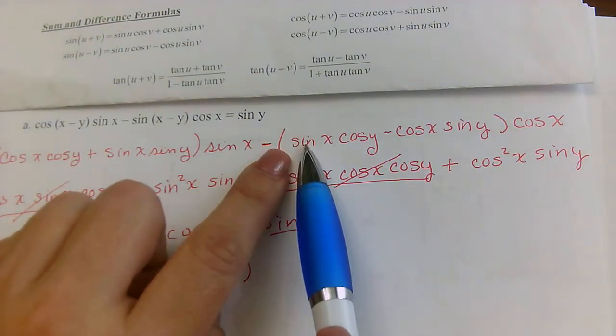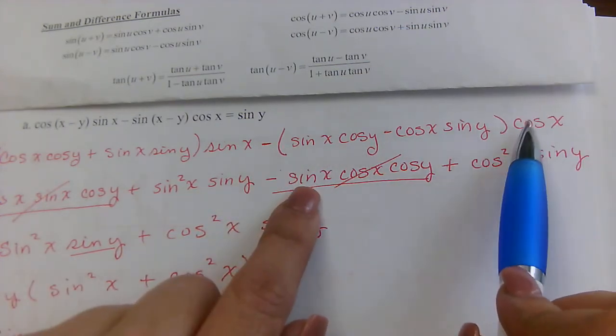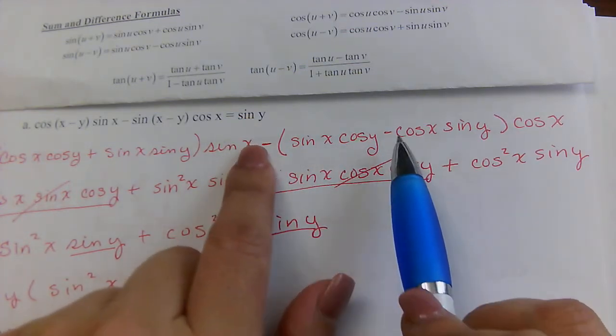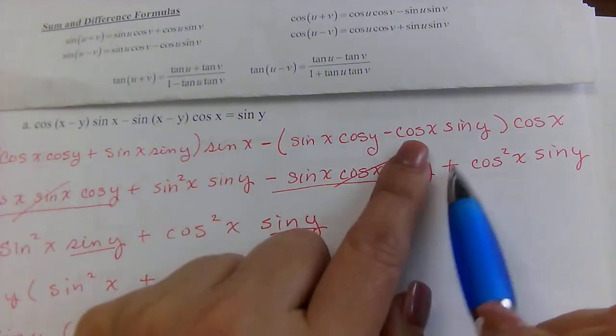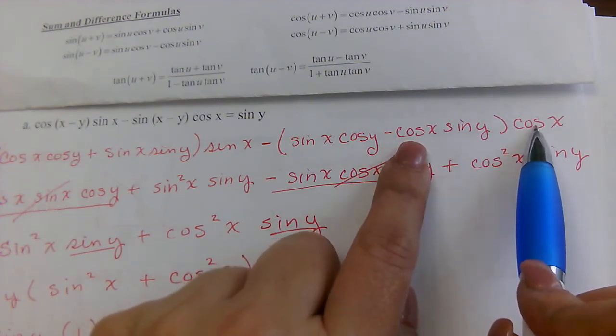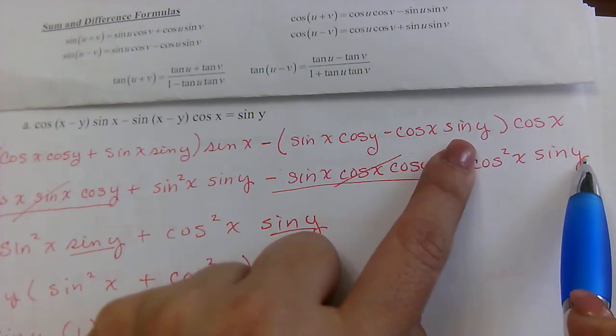So negative times positive is negative. Sine x, cosine y. Negative times negative, positive, and then distribute the cosine here simultaneously. Cosine times cosine is cosine squared times sine y.